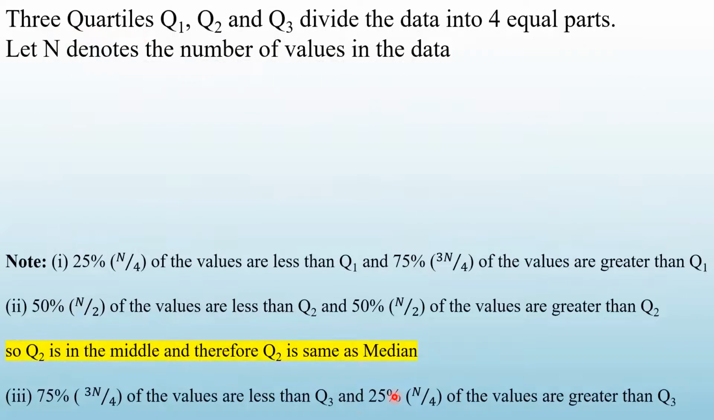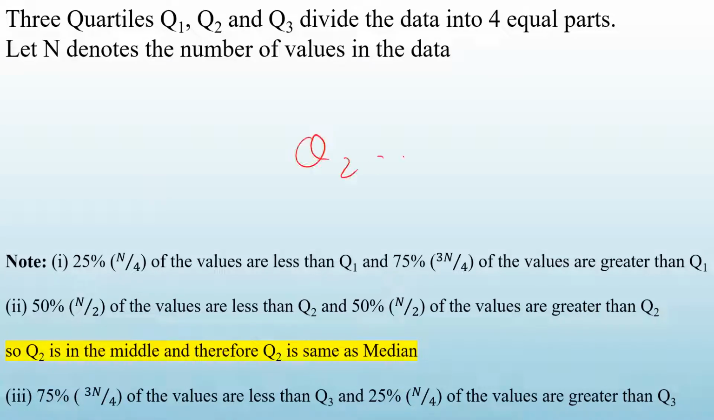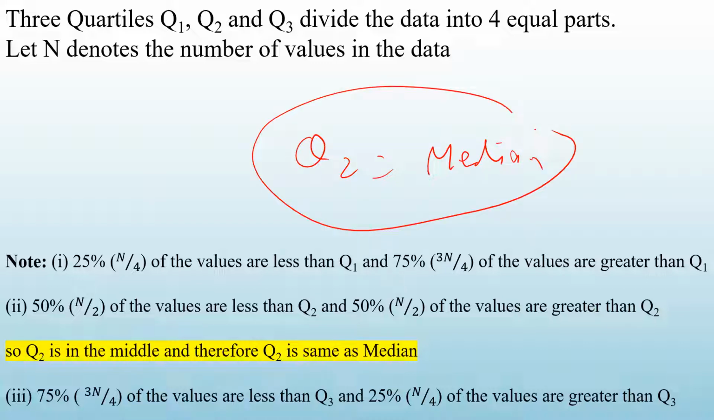This is the note here. In the next slide I have written: 50% of the values are less than Q2, and the remaining 50% are greater than Q2. So Q2 is in the middle, and that is why we call it the median. So Q2 is same as median. And we know how to calculate median. That topic we have already covered, correct?